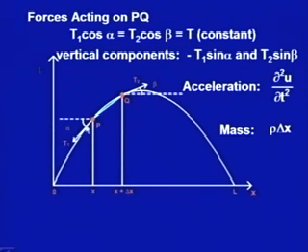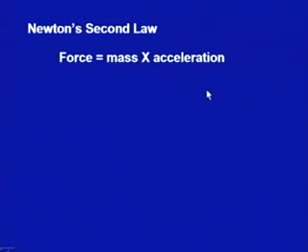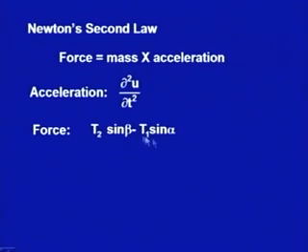So, now the total forces acting on this string would be T2 sin beta minus T1 sin alpha, that is the vertical ones. Now we model it using Newton's second law, which says that force is mass into acceleration. We had found the acceleration to be del 2 u over del t 2, the force to be T2 sin beta minus T1 sin alpha, and the mass as rho del x.